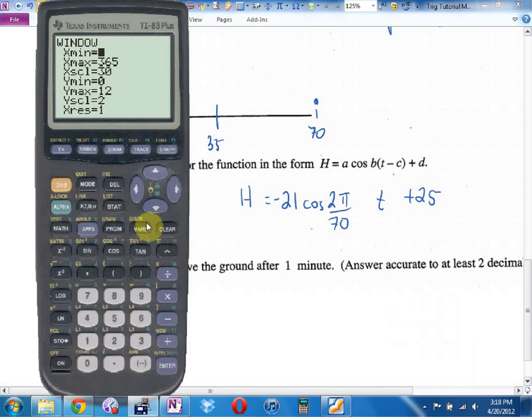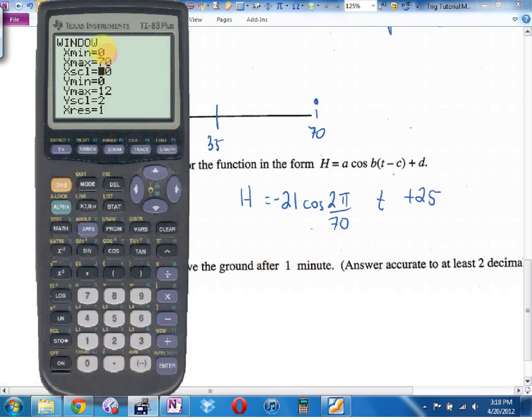All right, we're back. What's our window? What's x measuring? Time. In what? Seconds. Initially, I was going to say from 0 to 70 would be once around. How many seconds must I use to answer this question?